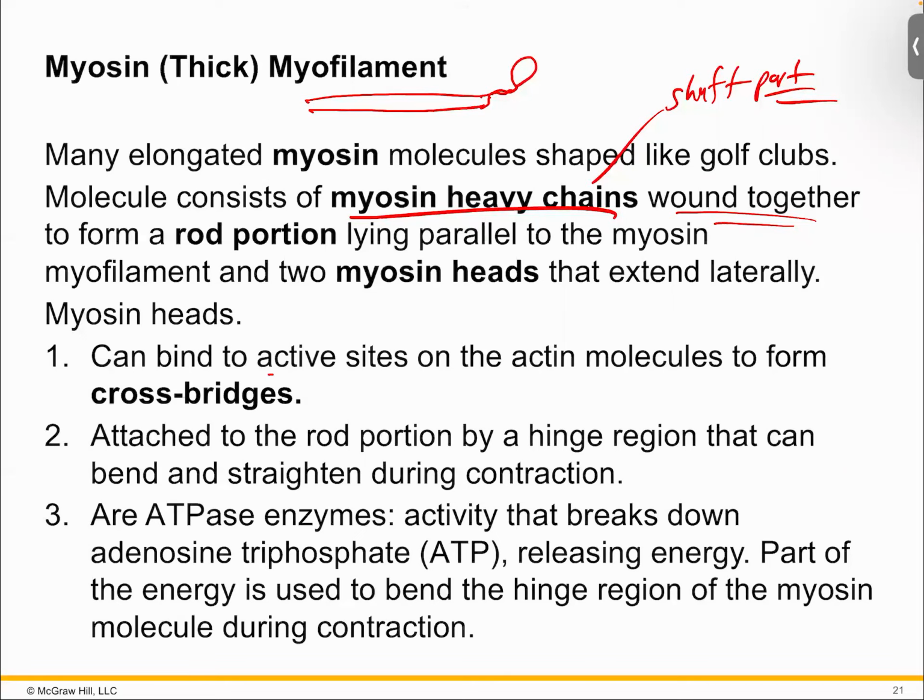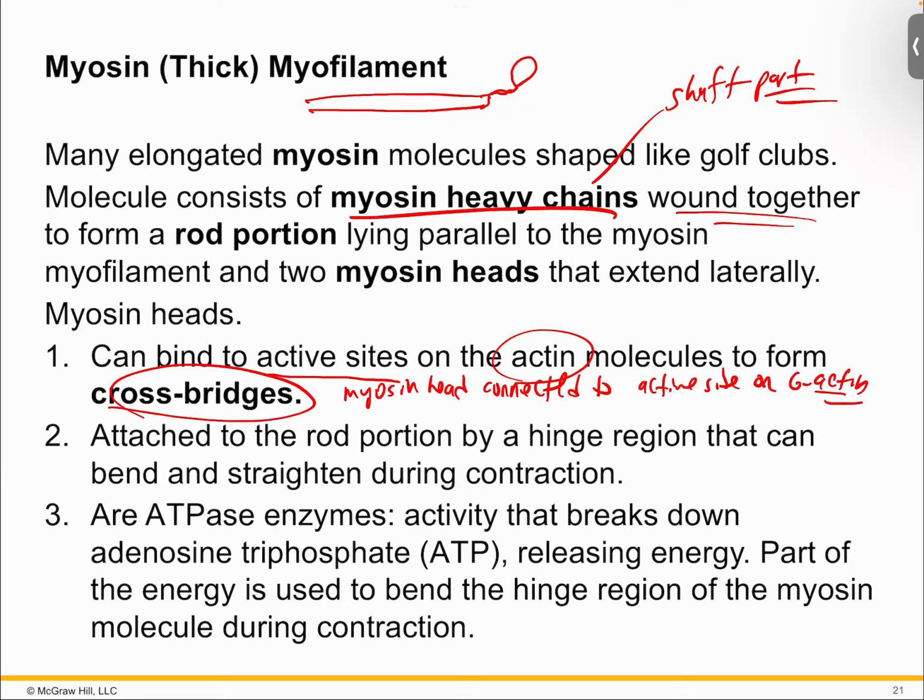Okay, so let's see what the myosin heads do. Obviously, the first thing they do is they bind to the active sites on your G-actin. When they do this, they create what's called a cross bridge. This is basically a myosin head connected to the active site on G-actin. So then you have the myosin head attached to the actin, and of course, you have this hinge region that connects the head to the shaft, right?